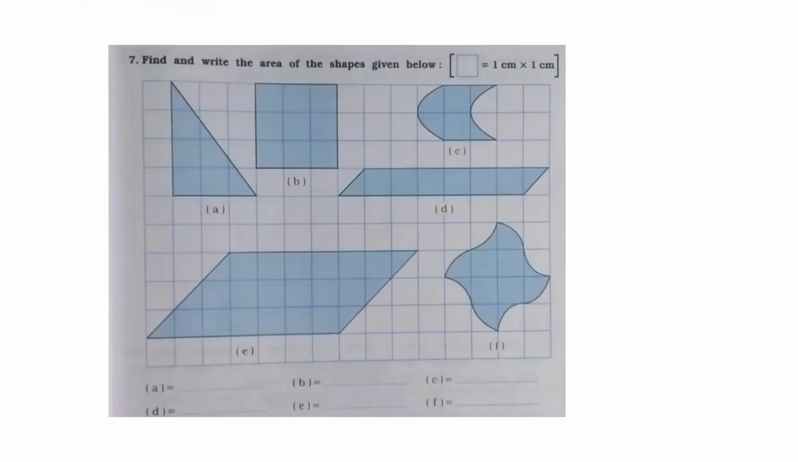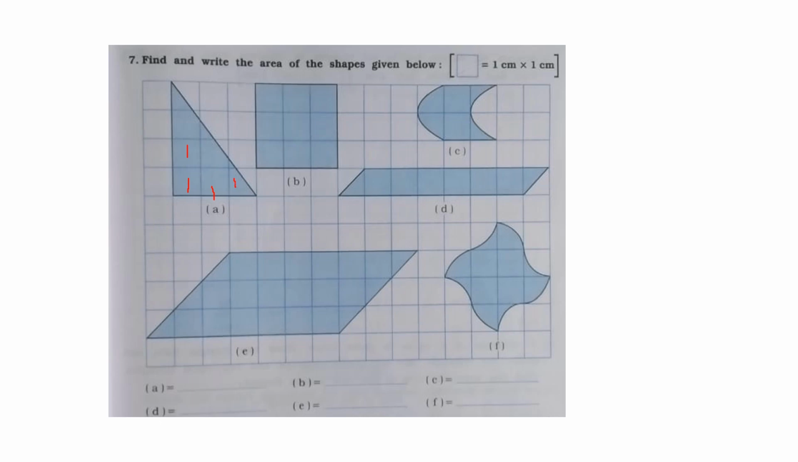Question number 7. Find and write the area of the shapes given below. Again, they have given some figures. You have to count the number of unit squares and write the area in the given space. So the first one we will do here. How many complete squares here? 1, 2, 3. Now, this is more than half. This is half. So it is more than half.